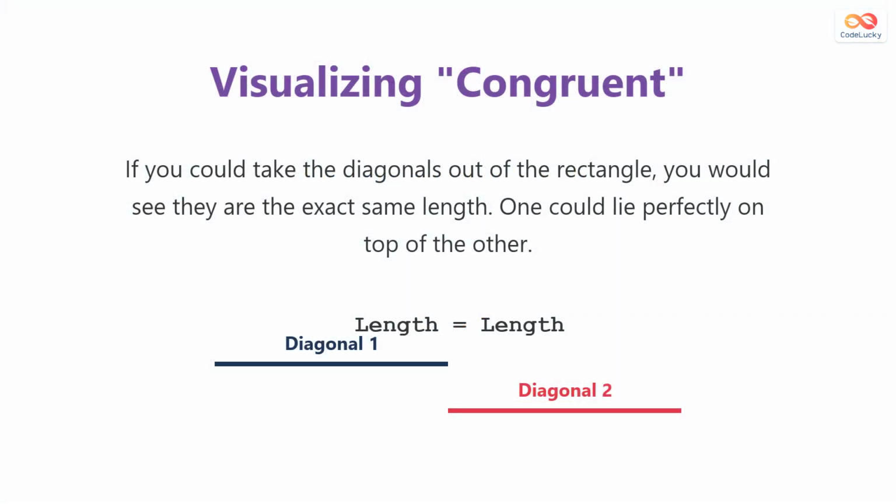To help you picture this, imagine you could lift the two diagonals right out of the rectangle. If you were to place one directly on top of the other, they would match up perfectly from end to end. They have the exact same length.